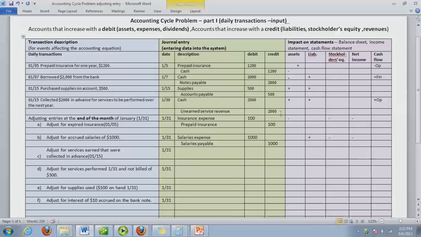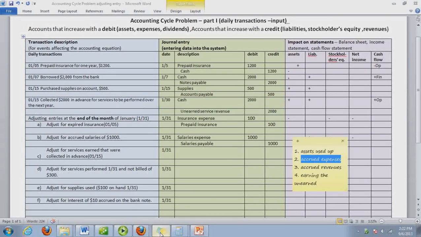Next, we're going to adjust for services that were earned for cash collected in advance. So the entry that we did up here was a full year of cash collected in advance on January 15th. So first of all, what type of adjusting entry will we need? If we go back to our choices, we're looking at a situation where surely we've earned some of that money that we've collected. If you look at your choices, earning the unearned is the appropriate choice. Basically, we are now looking to move some of this out of the liability account, unearned revenue, to retained earnings to recognize revenue.